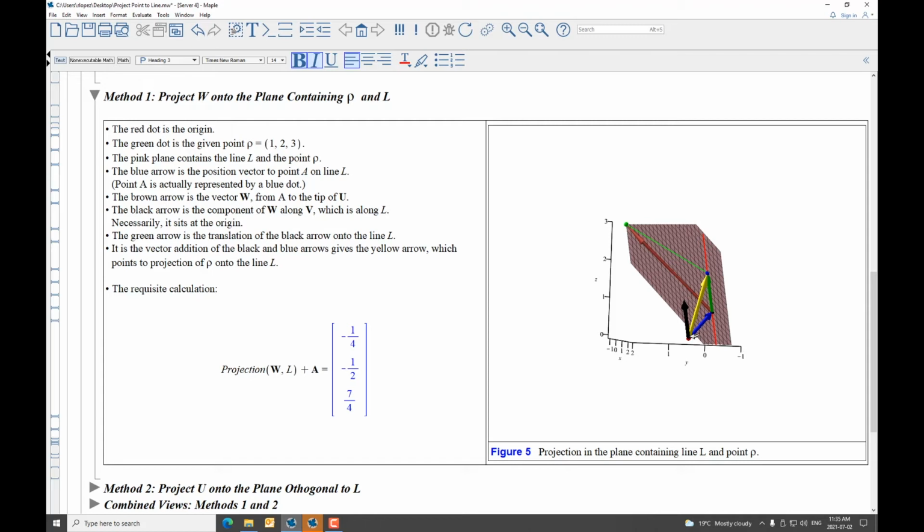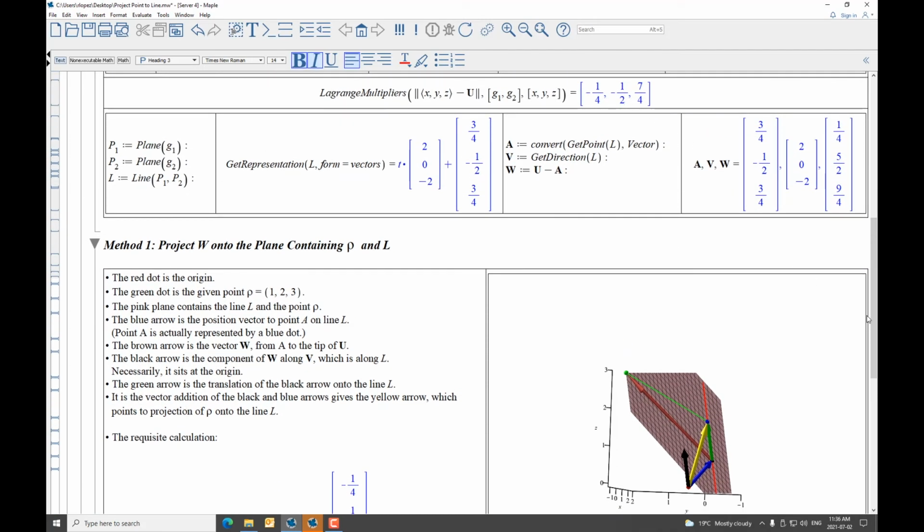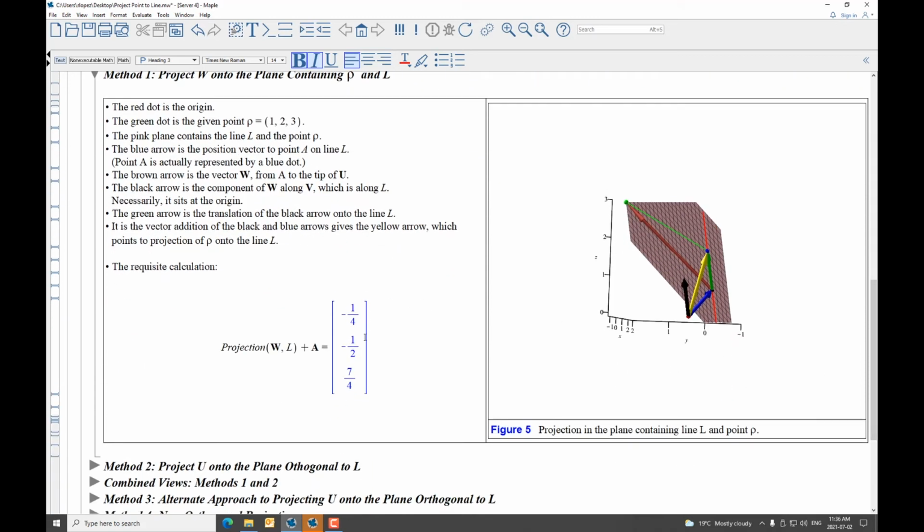So by adding the black vector and the blue vector, I get the yellow vector, which points to the tip of the green vector here, the projection, that black dot. The components of this yellow vector give me the coordinates of this point of projection. And let's take a quick look over here. Minus a fourth, minus a half, 7/4.